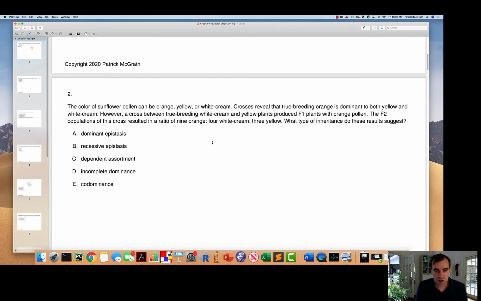So immediately what you should notice is that these are ratios of 16. Whenever you see 9 to 4 to 3, you just want to add these together, and that equals 16. That immediately should force you to think about 2 different genes being involved. The only way you can get ratios of 16 is if 2 different genes are involved. And so most likely you have a situation like this.